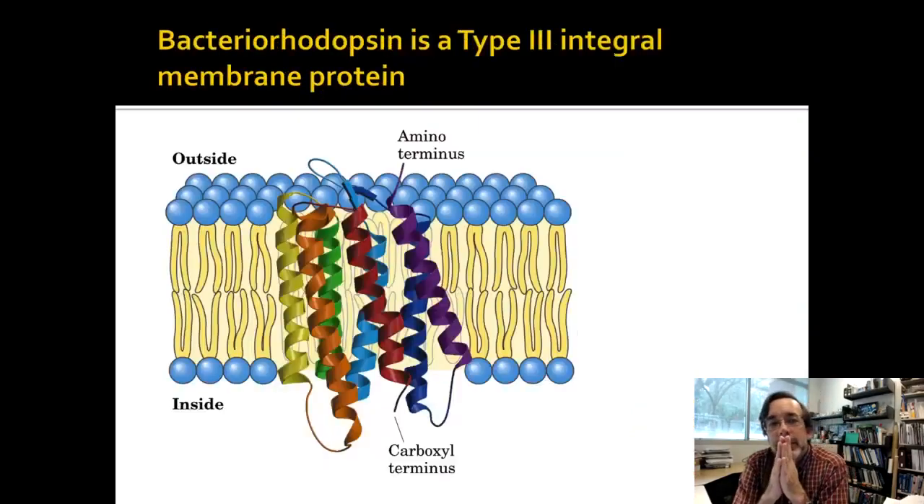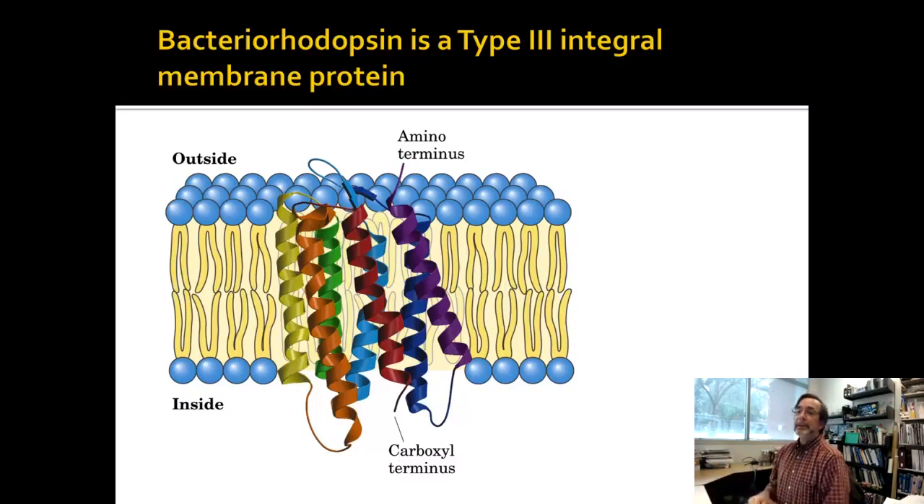And this is why it's important. Bacteriorhodopsin, again, we're going to cover this in the last chapter. Bacteriorhodopsin is a membrane protein. In fact, I can just show you the picture and ask, which type is this? Well, it's a type 3. It's all one chain, multiple helices.